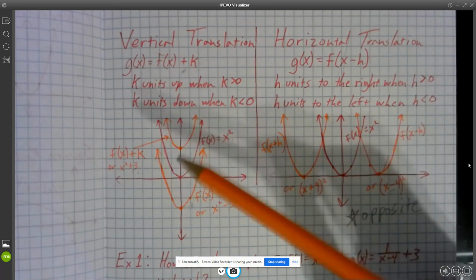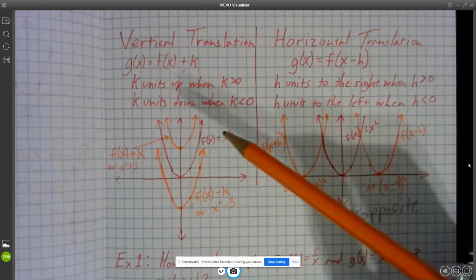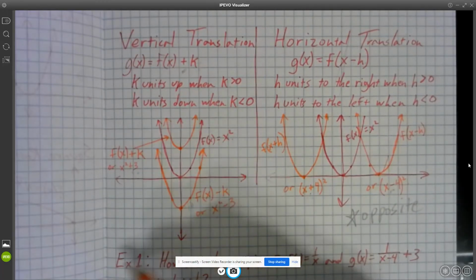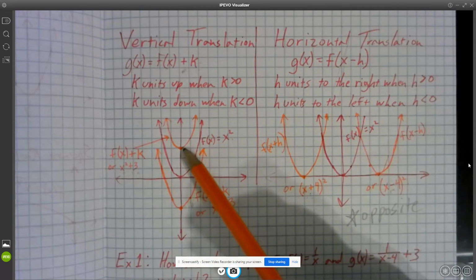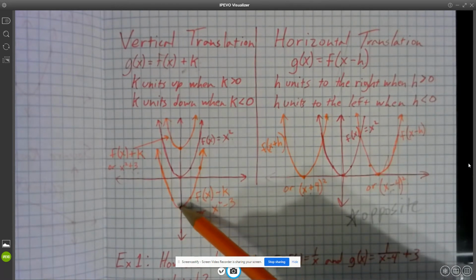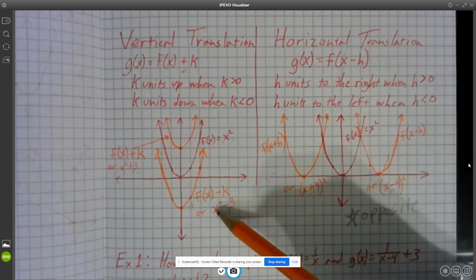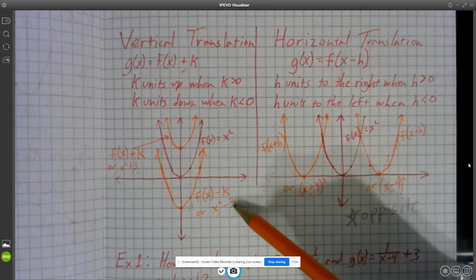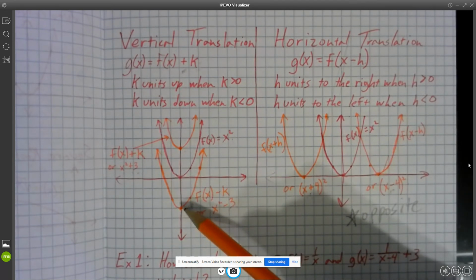So I just used an example with the quadratic, f of x equals x squared. This guy up here, I could say x squared plus 3 because it's shifted up by 3. This one down here shifts down by 3. So I say f of x equals x squared minus 3. I'm subtracting 3 at the end. That means I just shift down 3.